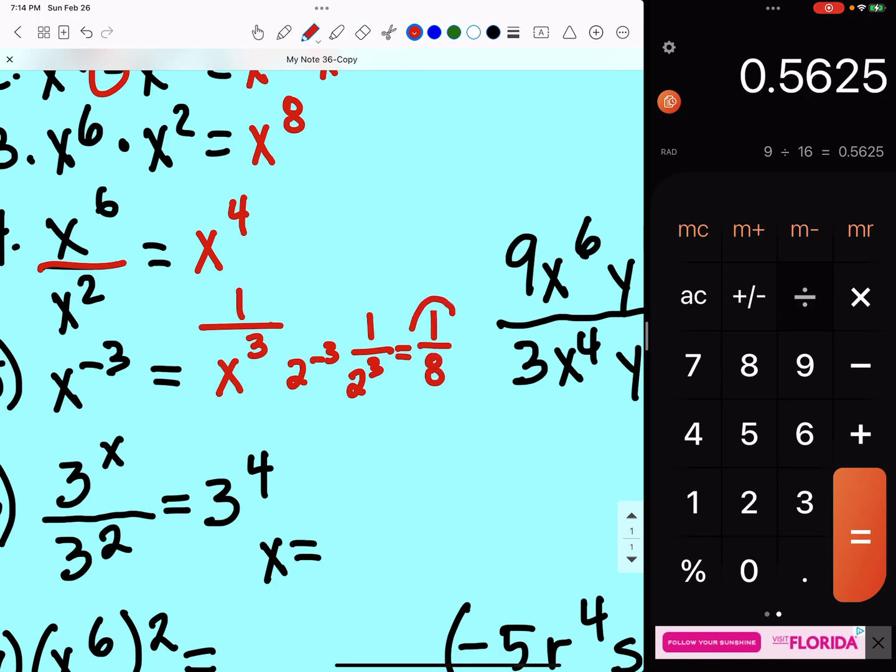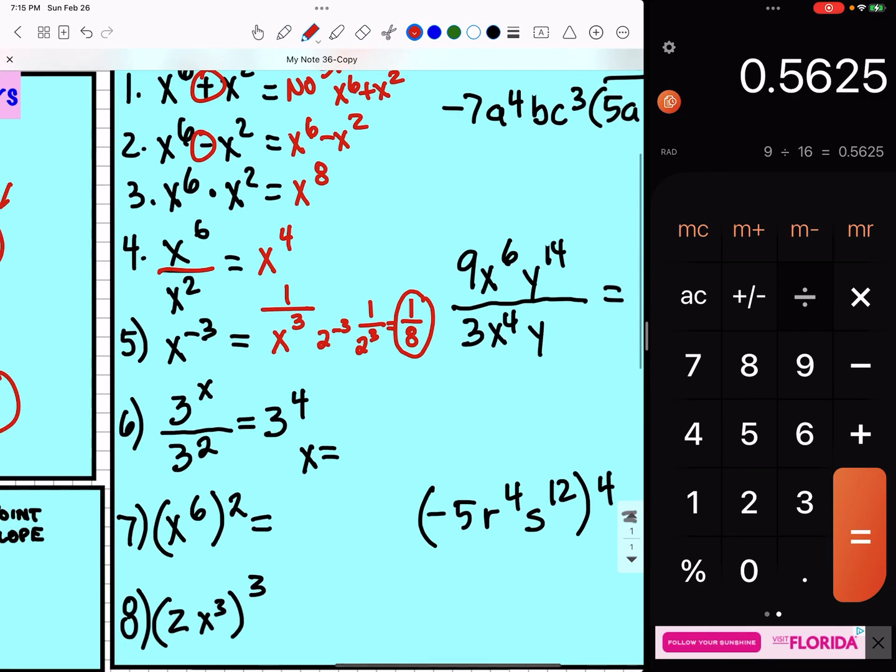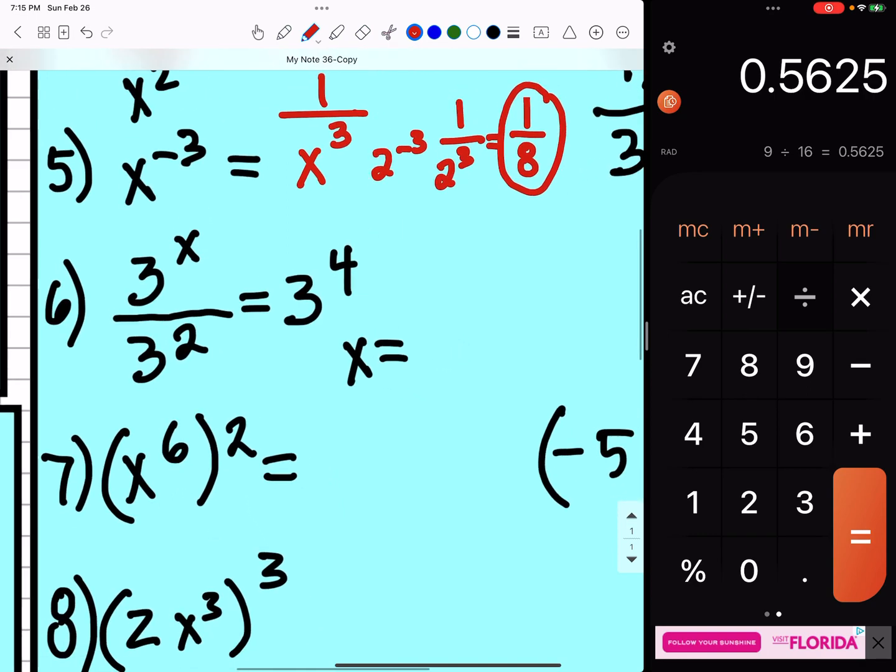So 2 to the positive 3rd power would be 8. 2 to the negative 3rd power is 1/8, not negative 8. Something to remember. Okay. On some problems like this, they'll have us work backwards.